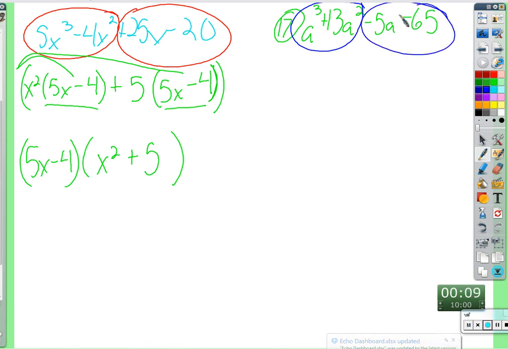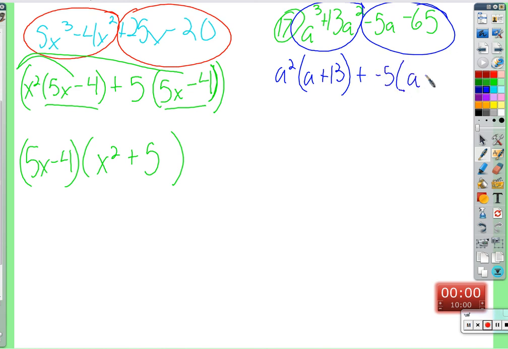The first group, we ask ourselves, what do these two have in common? A squared. And when you factor out an A squared, what do we have left? A plus 13. You got it. Okay, plus the next group here. This group has what in common? Negative 5. A plus 13.